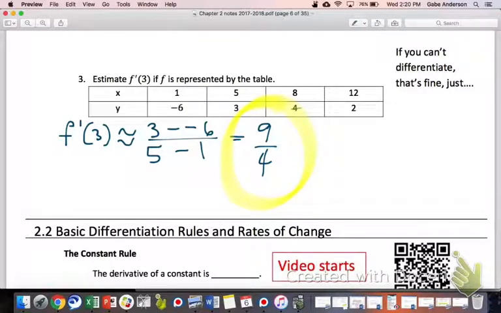Make sense? That was really well done. Peyton, thank you for that strategy. Great job. Any questions from anybody?